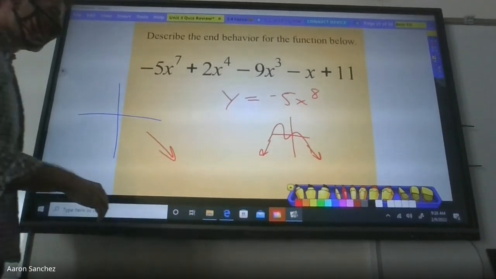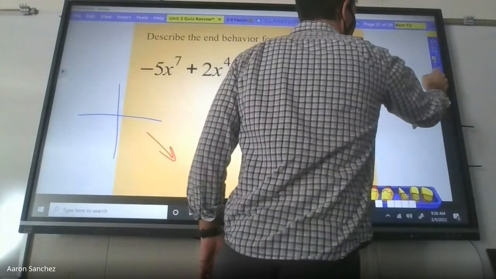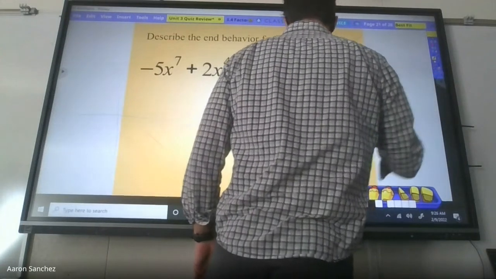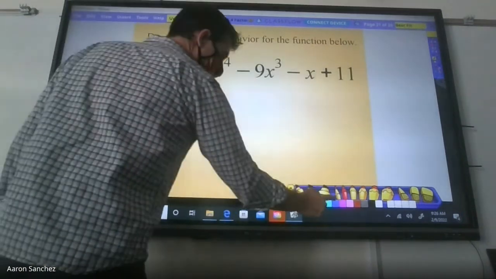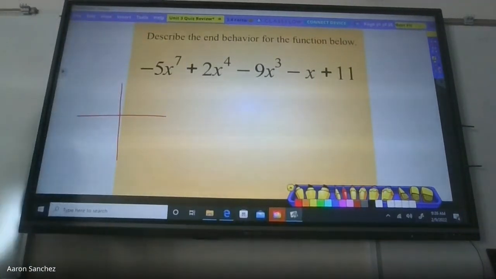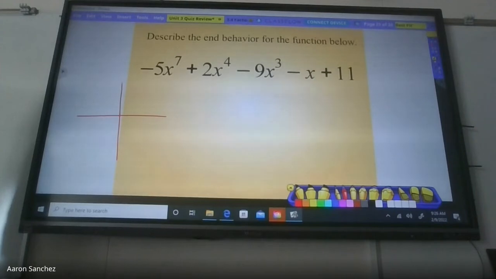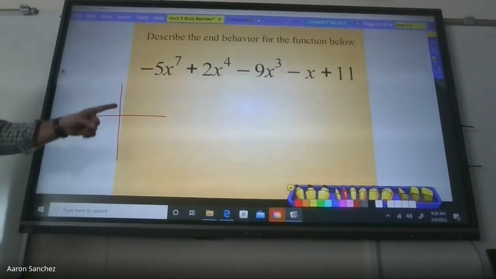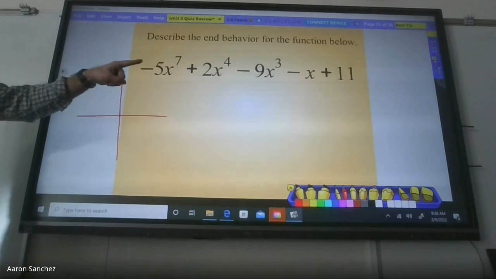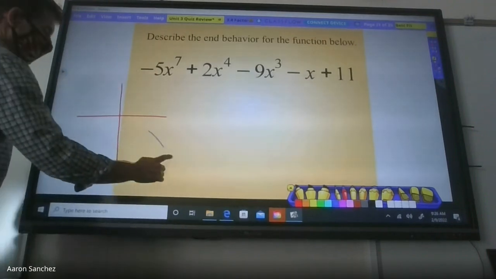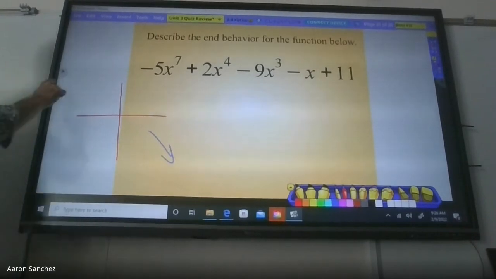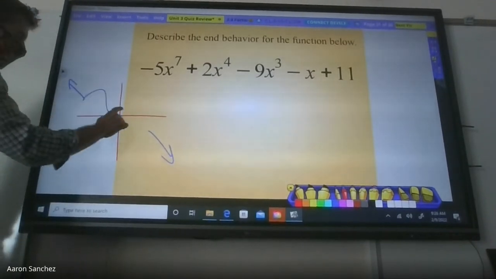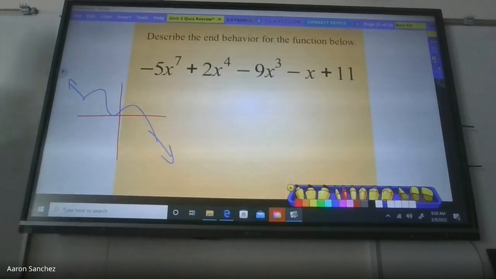Okay. Now, let's start over, because that's the easy part. What do you guys think? Then how do you write it out? Nick, what's going to happen on this side? Down. Bella, what's going to happen on this side? Up, because it's odd, it's opposite. And whatever's in it, I don't know.